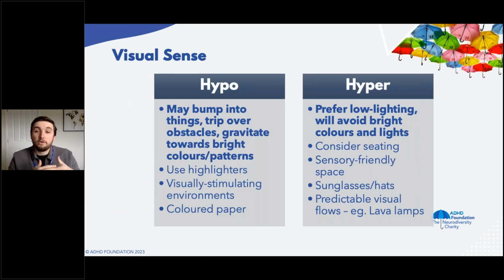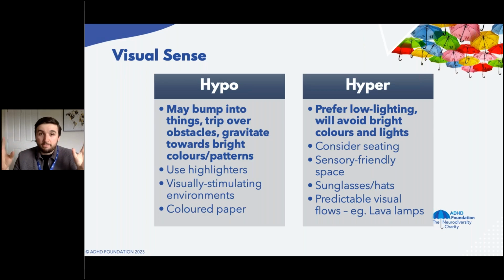So if someone is hyposensitive, so that undersensitivity, we might see them bumping into things quite a lot, tripping over things. They might really gravitate and be really interested in bright colours and patterns, especially in the younger years as well. Now, in terms of adjustments to make for these, firstly, I'd think about where they're sat in the room. So it might be better for them to be sat near the front, so that they can see everything. It's there for them, especially if they need that extra input. You're right there in front of them. When we're giving them things to read, it might be worth highlighting key bits of information to really draw their attention to that.